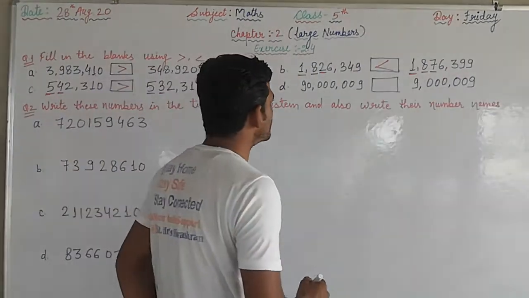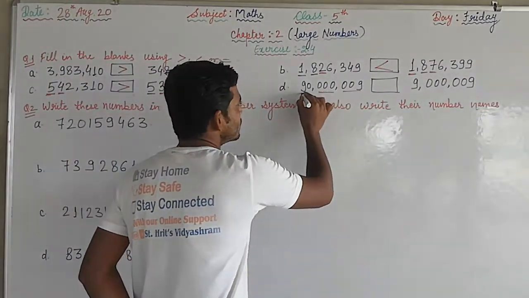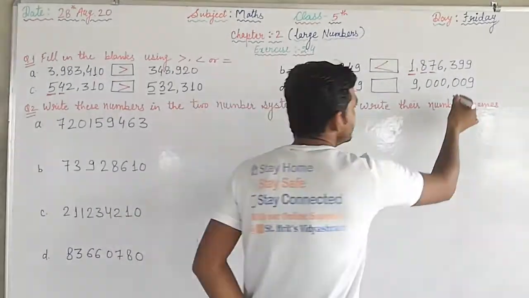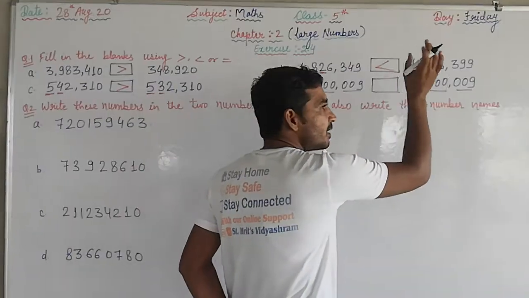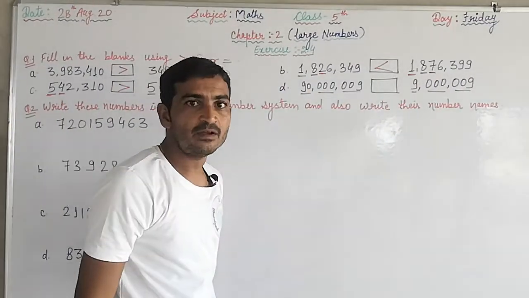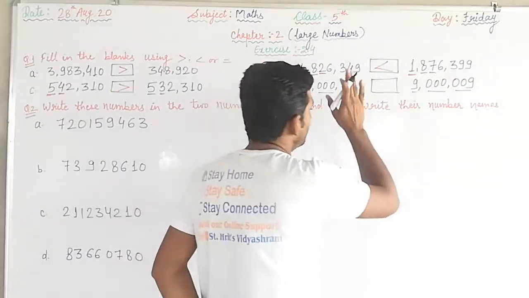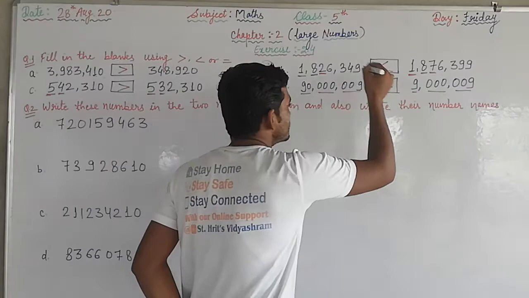Now see the next question. First you count the number of digits. In this number the number of digits is 7, and in this number the number of digits is 8. The number which has more digits is obviously the greater number, so this number is greater than that one.